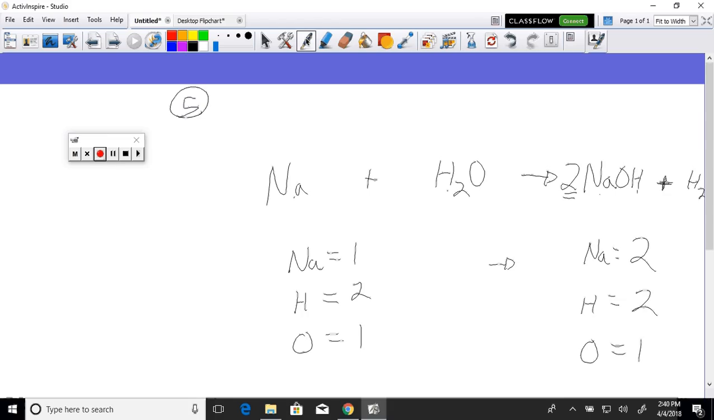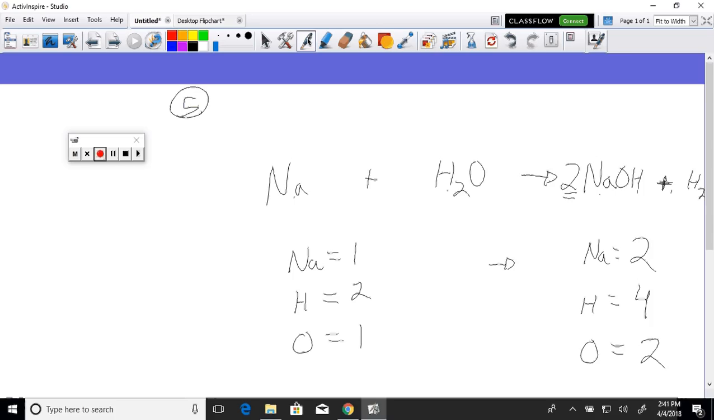And it will also change the total number of hydrogens. My bad, I screwed that up. I didn't count the plus sign. It will change it to 4. It will change the number of oxygens I have to 2. Okay? Well, clearly, not everything's balanced.